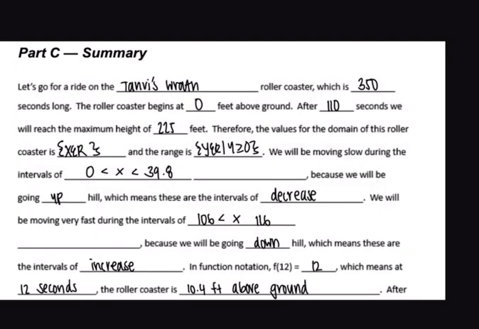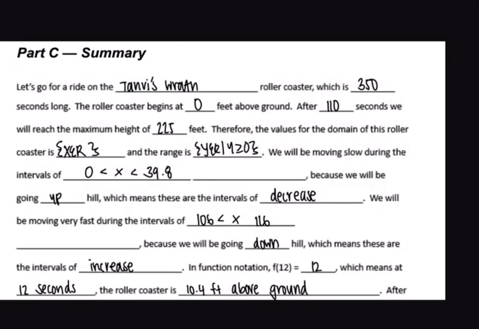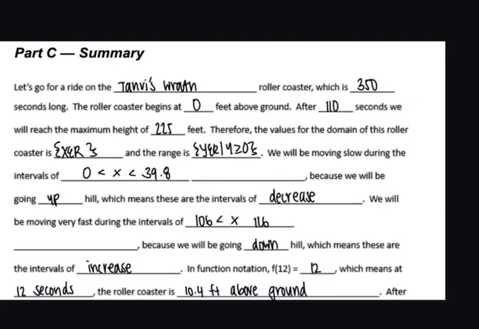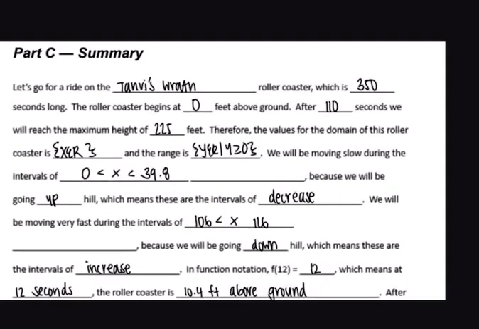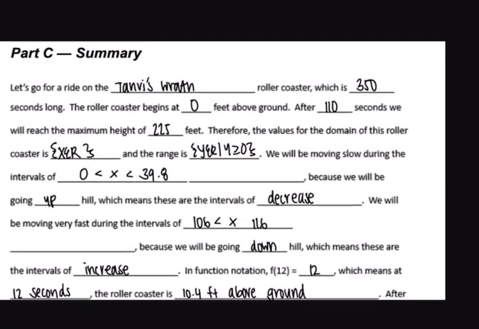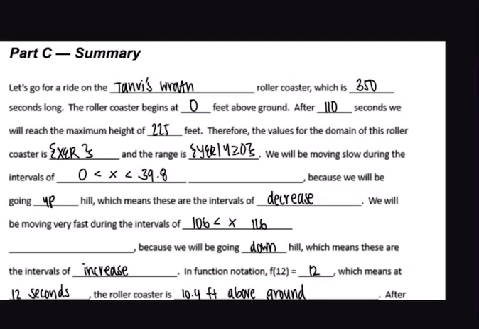And then just a brief summary, let's go for a ride on the Tanvi's Wrath roller coaster, which is 350 seconds long. The roller coaster begins at 0 feet above ground, and after 110 seconds, we will reach the maximum height of 225 feet. Therefore, the domain of this roller coaster is x, the set of all real numbers, and the range is y must be greater than or equal to 0.